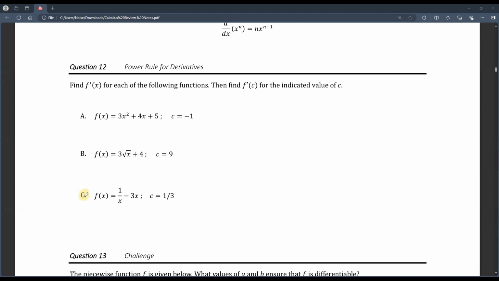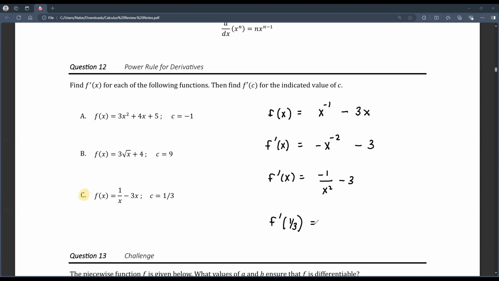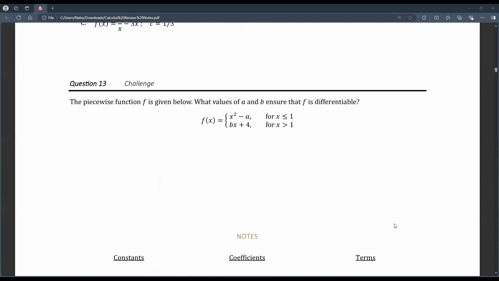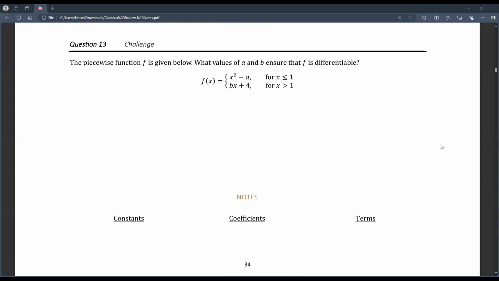Now try part C. Pause the video, then check your work, making sure you have the correct answer before moving forward. Here is the derivative function, and the value of the derivative function when x is 1/3. We will continue using power rule in our next problem. Question 13 gives us a piecewise function with 2 parts to it.